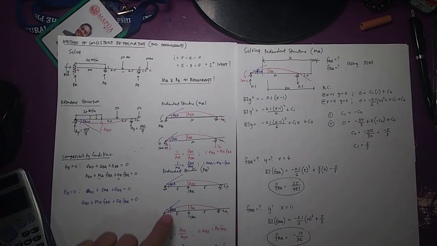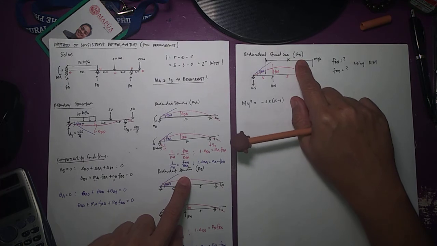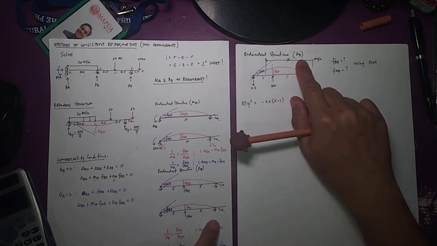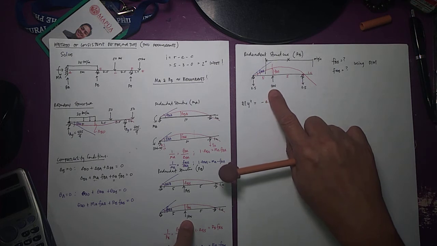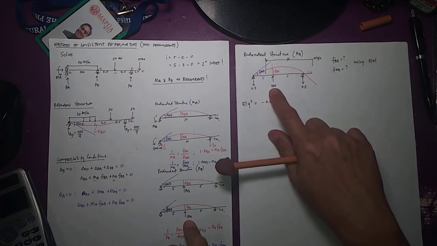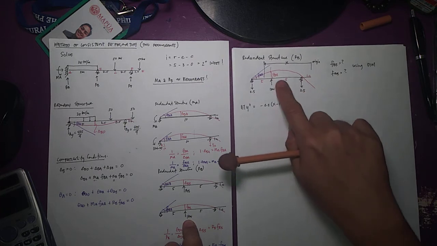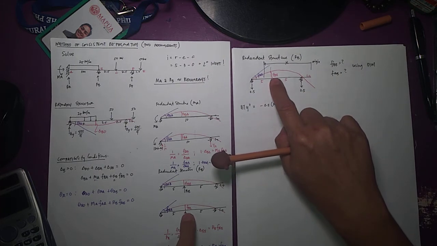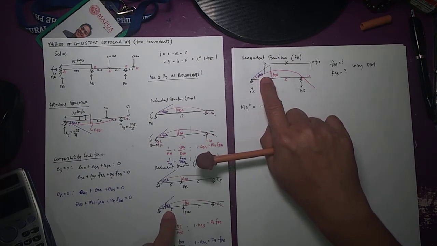Now, next would be for the redundant RB. Okay, so here it is. For redundant structure RB, I just copied this one with the 1 kilonewton over there. Due to the 1 kilonewton, there will be reactions of 0.5 and 0.5 over here, causing the deflection FBB here, and the slope FAB there. So these are the unknowns.